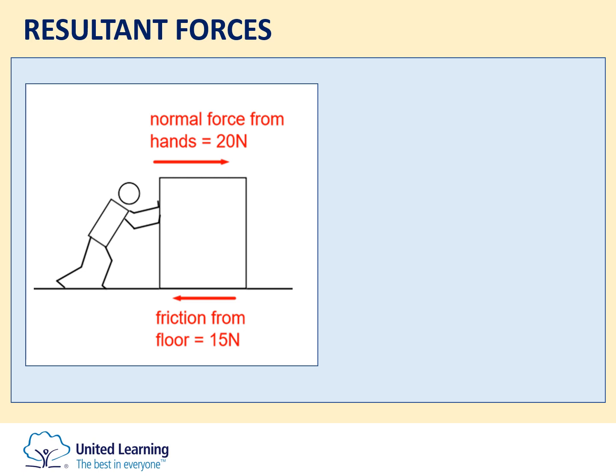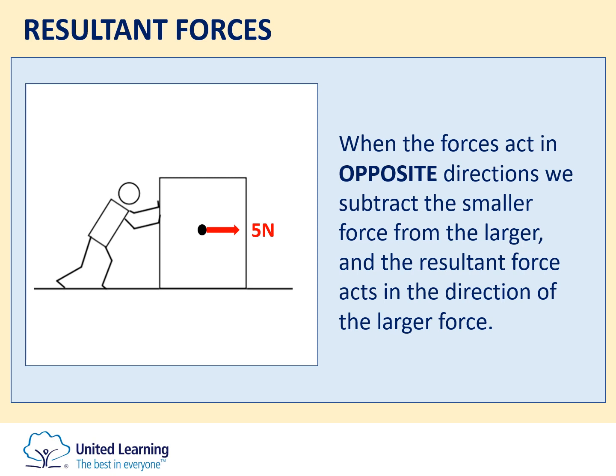However, in this example, the forces are acting in opposite directions. The little stick man there is pushing the box to the right, but there is friction acting to the left. When you have forces acting in opposite directions, the resultant force is the difference between the two forces. So it's the big force, take away the smaller force. The direction of the resultant force would then be in the direction of the larger of the two forces. So as we can see here, we had a 20 newton force going to the right and a 15 newton force going to the left. So the resultant force of 5 newtons is going to the right.